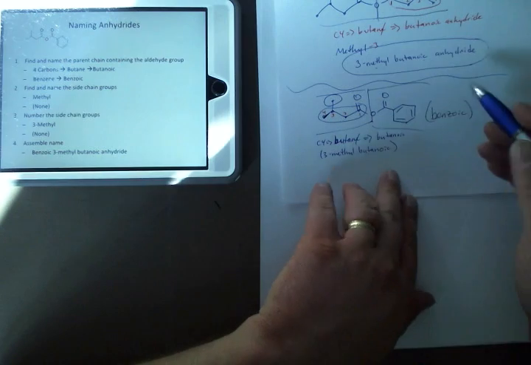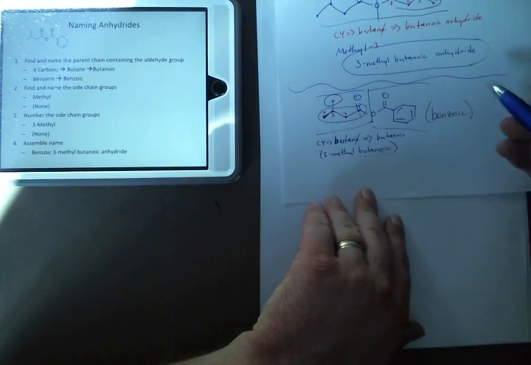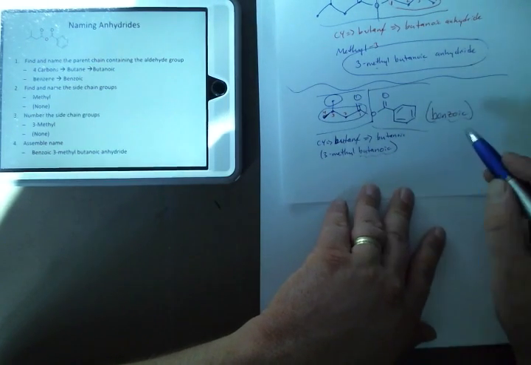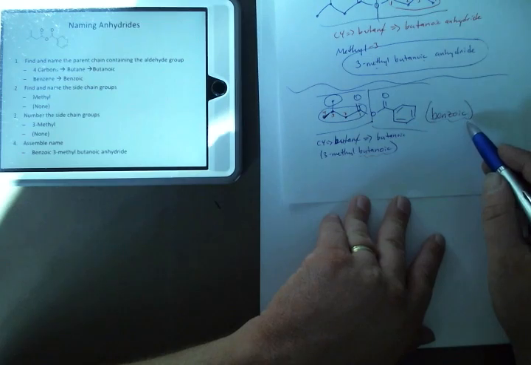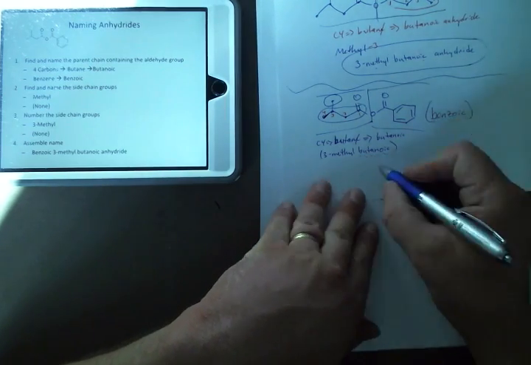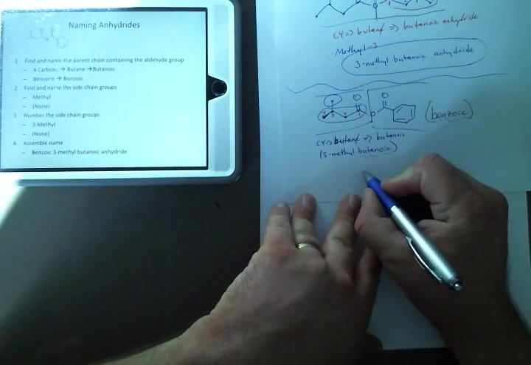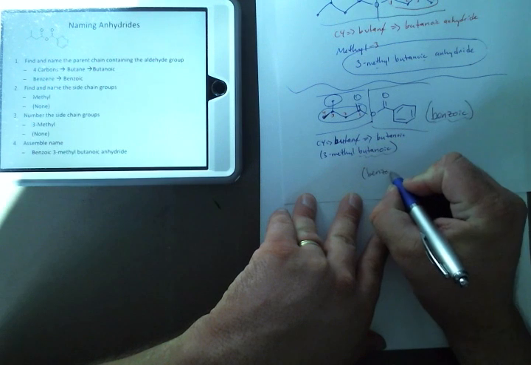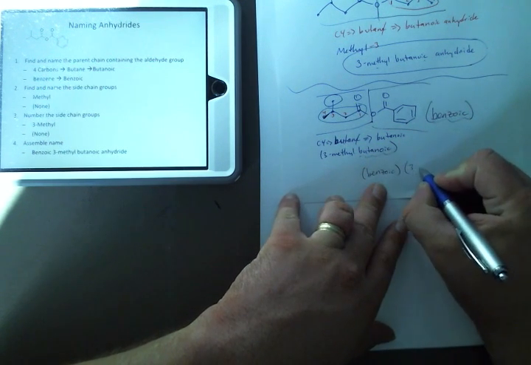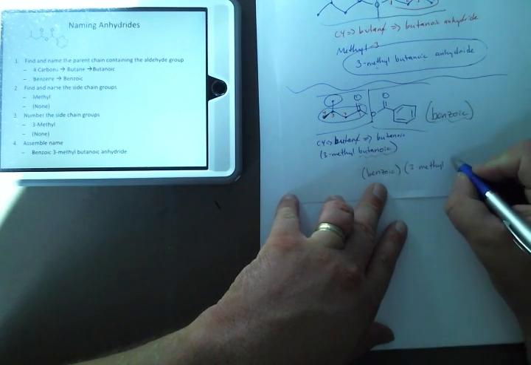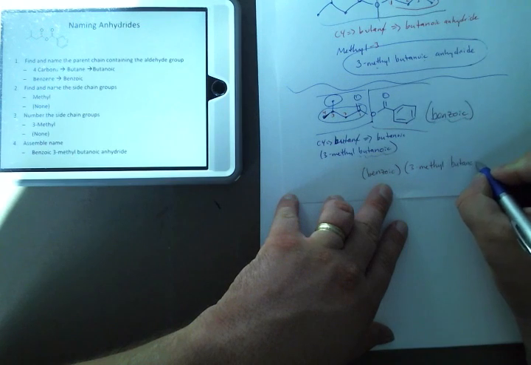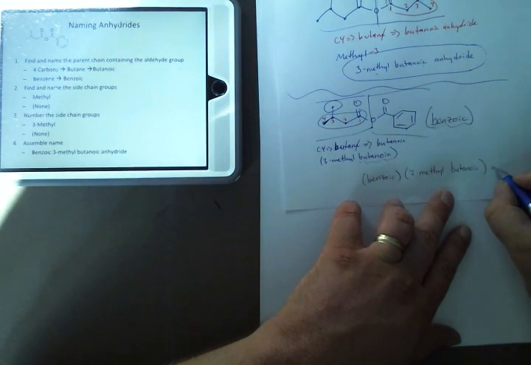Okay. Now you have to take a look at the parent chain, right? So here it'd be butanoic, here it'd be benzoic. Right, so benzoic is first alphabetically, so that gets listed first. So you just bolt these in as needed. So benzoic, 3-methyl butanoic, and then put anhydride at the end.